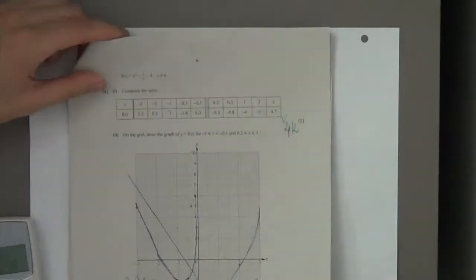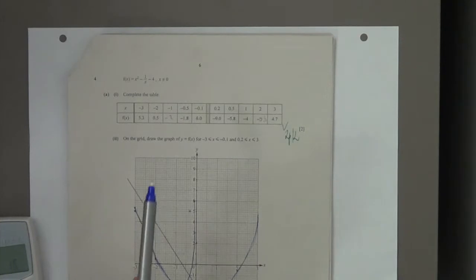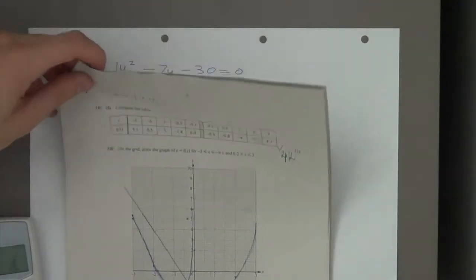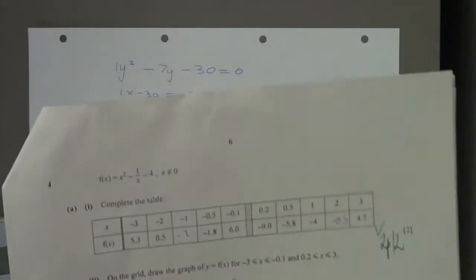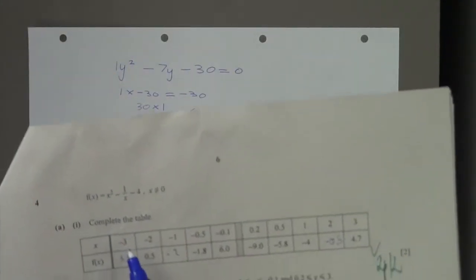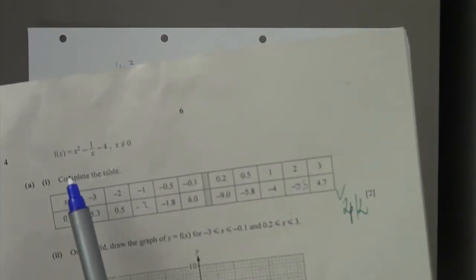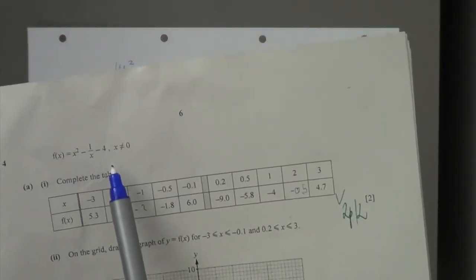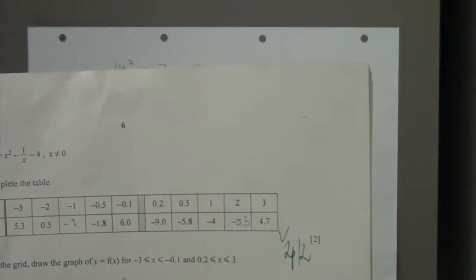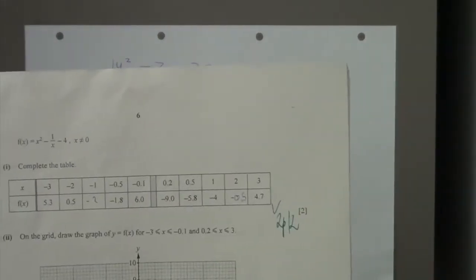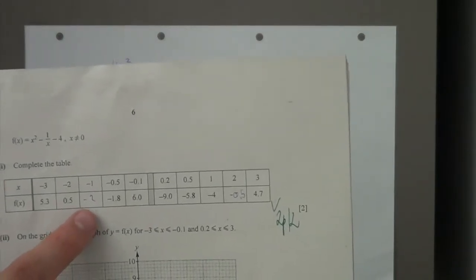I'm going to actually show you this one. Hopefully you can see. So this one, it says, here's the function, okay? X squared minus 1 over x minus 4, okay? And we can't have x equals to 0. It says complete the table, okay? Okay, so this is actually done by my student.